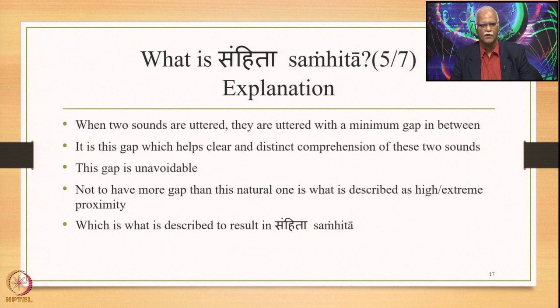What it means is, when two sounds are uttered, they are uttered with a minimum gap in between. It is this gap which helps clear and distinct comprehension of these two sounds. This gap is unavoidable. Not to have more gap than this natural one is what is described as high or extreme proximity, which is what is described to result in samhita.